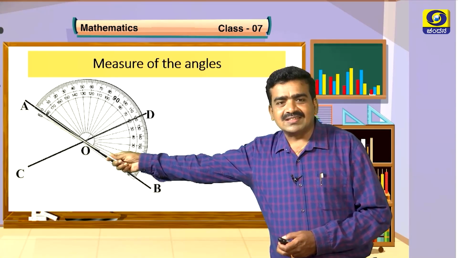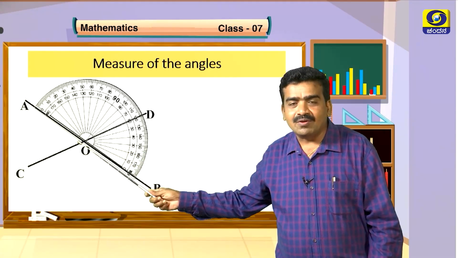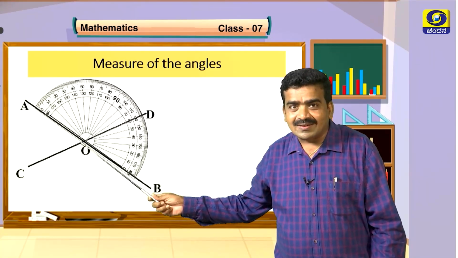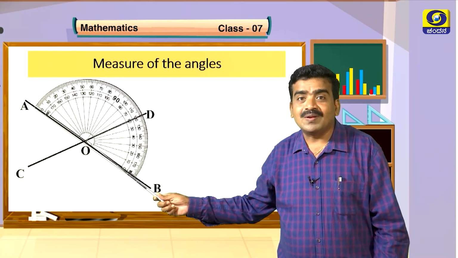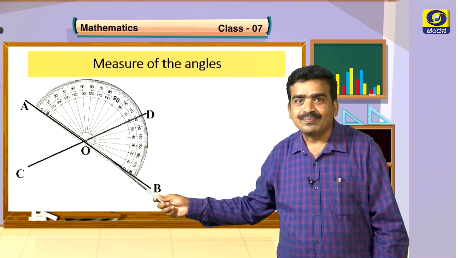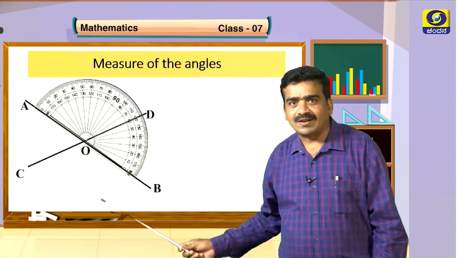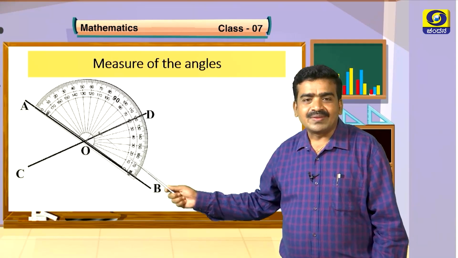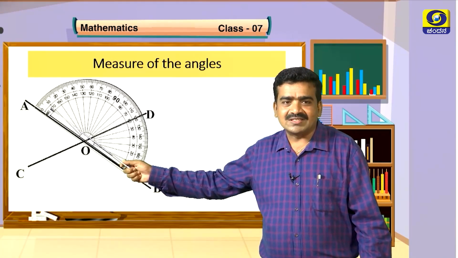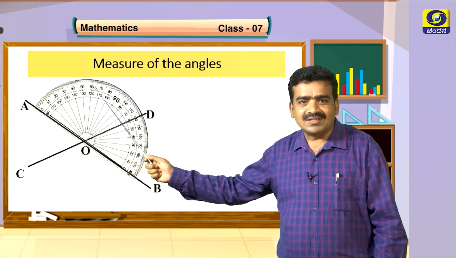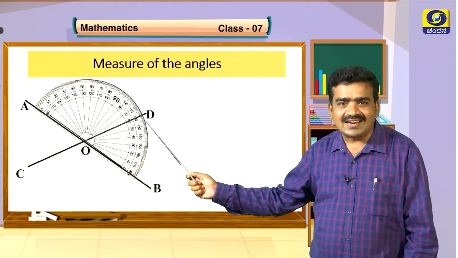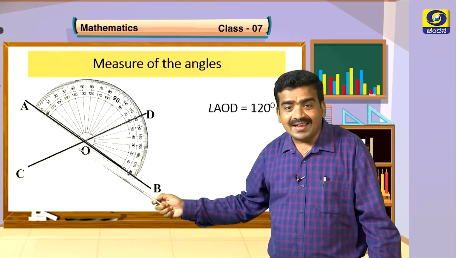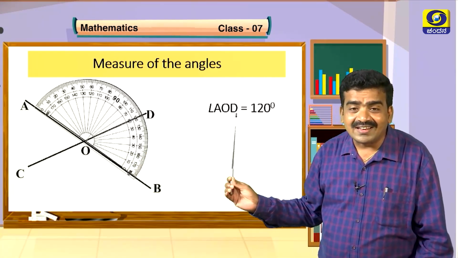So, if you consider side AO or the line AO, at O you have placed the protractor towards the right of the line, then you have to take the reading from the left. Here, what is the measure of angle AOD? Look at the readings marked on the protractor. Here it is 90 degree, 100 degree, 110 degree and 120 degree. Therefore, angle AOD measures 120 degree.